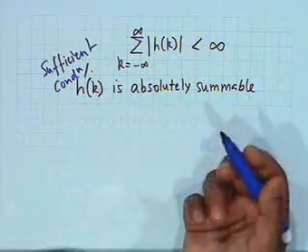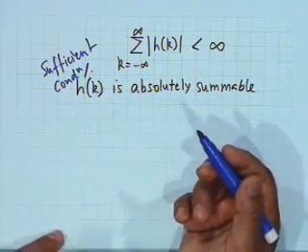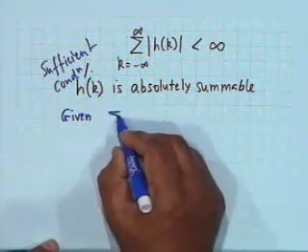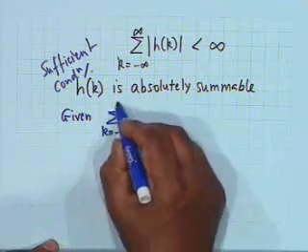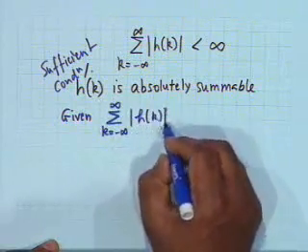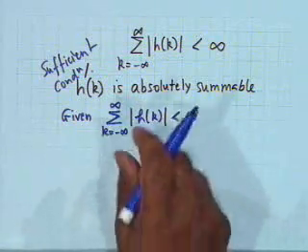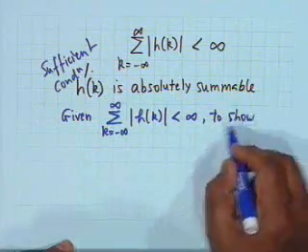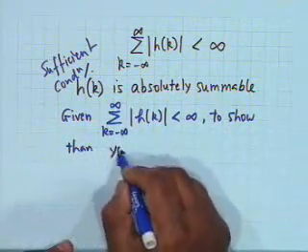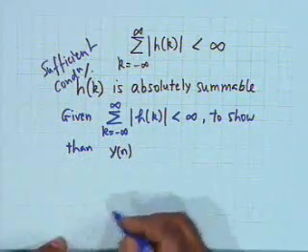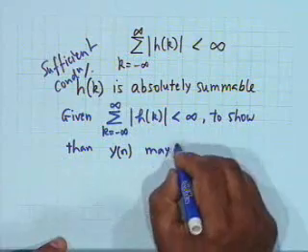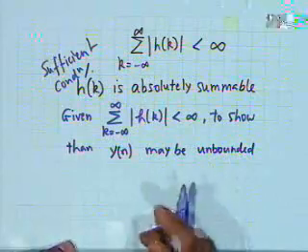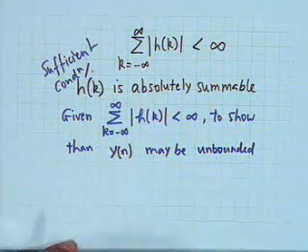What about the necessity? Is it necessary? We shall show that yes, indeed it is necessary, and for that, what we prove is the following. Given this condition, the sum over k from minus infinity to infinity of |h(k)| is less than infinity, we show that the output y(n) may be unbounded. As I said, if I can find one counter example, that's good enough.